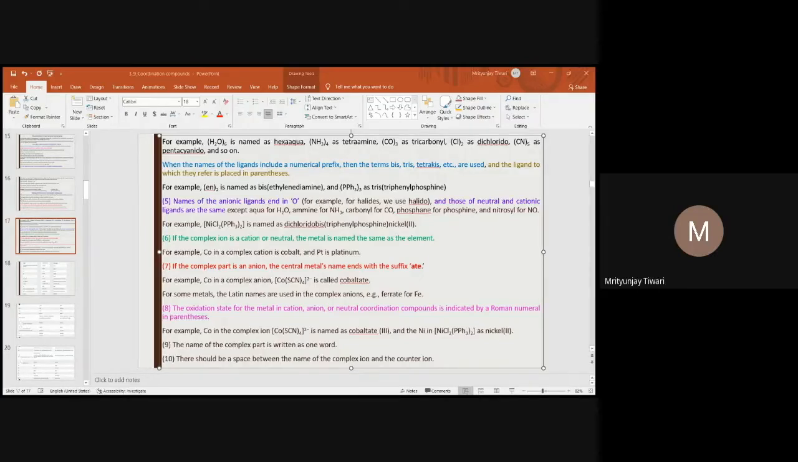So to represent the oxidation state, we use Roman numerals, and we put them after the name of the metal in parentheses, just after the name of the metal, without making any gap there. Here I have just by mistake kept a gap. Let me remove it.